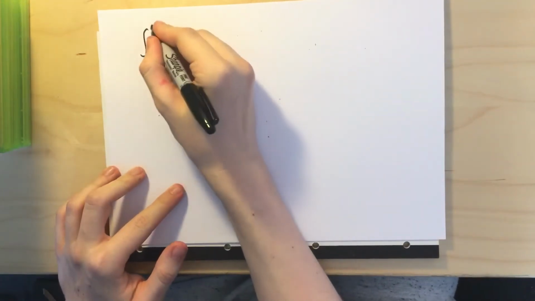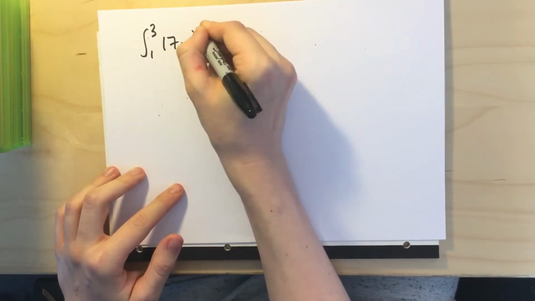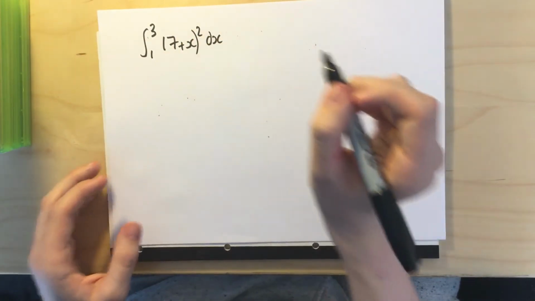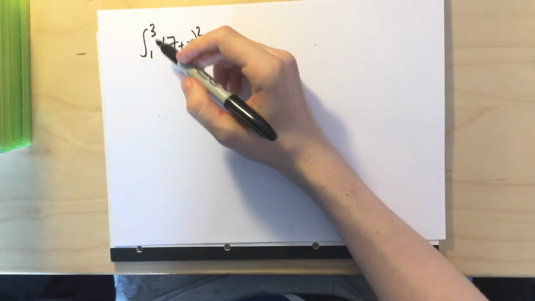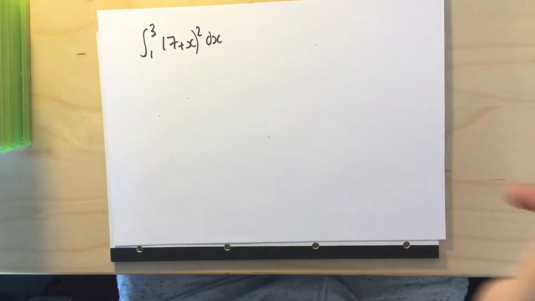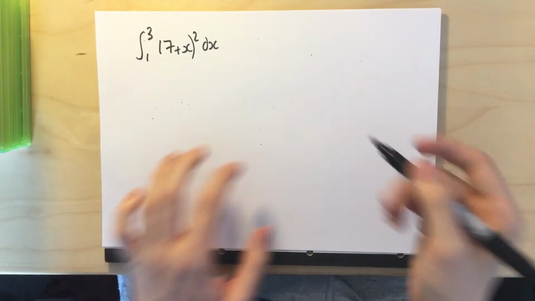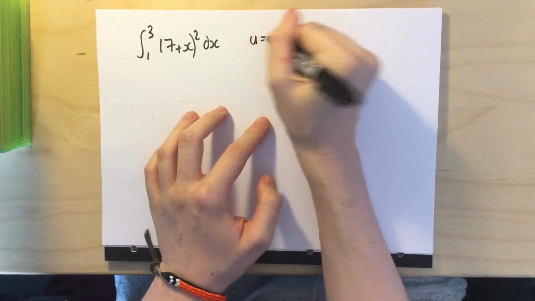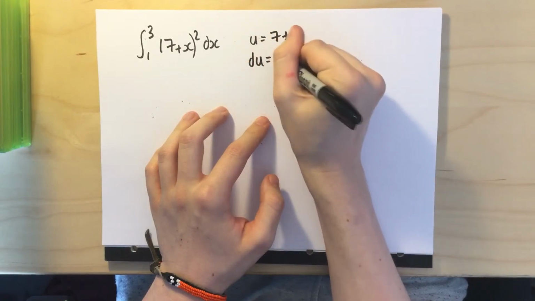Okay, finally guys, we are going to do an integration by substitution, but with limits on our integrand. So here we have 7 plus x squared dx, and this will be evaluated between the limits of x equals 3 and x equals 1. So again, we can still use our substitution to begin with, however there will be a slight difference in our method now that we have limits. So we'll let our u equal 7 plus x, such that our du will equal dx.